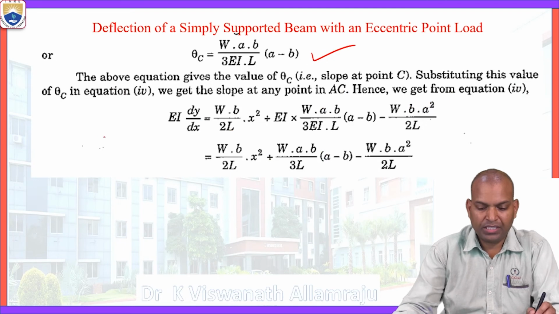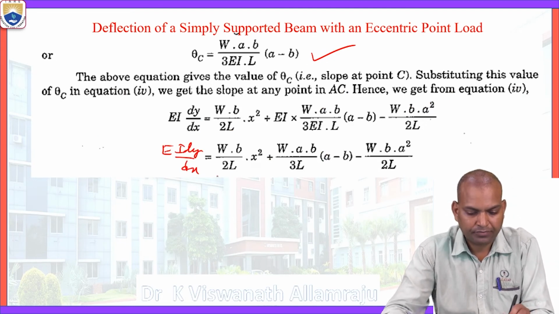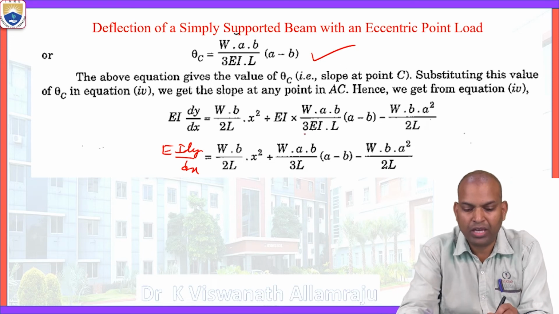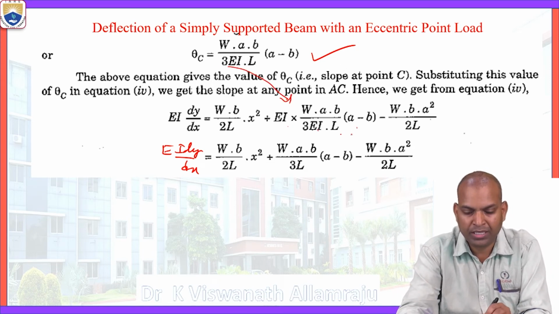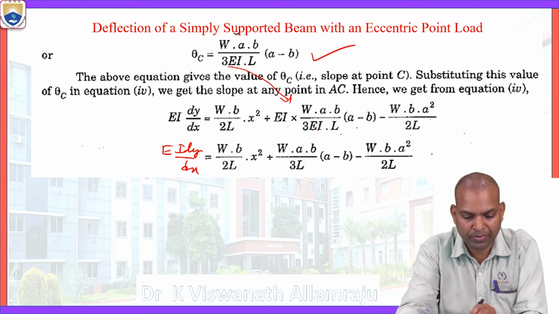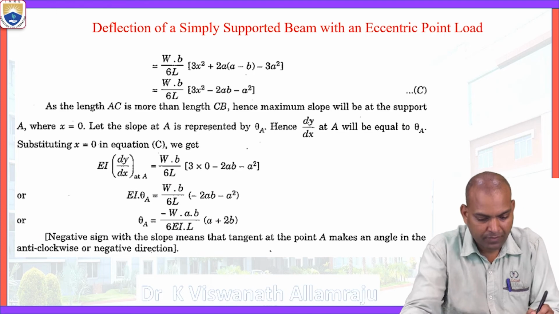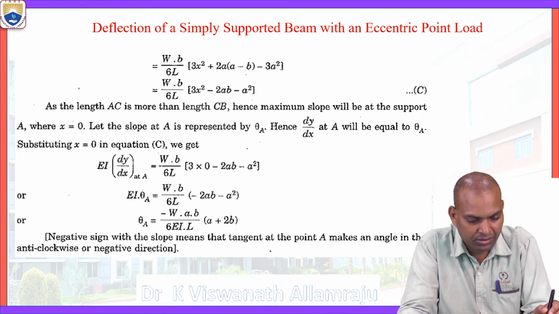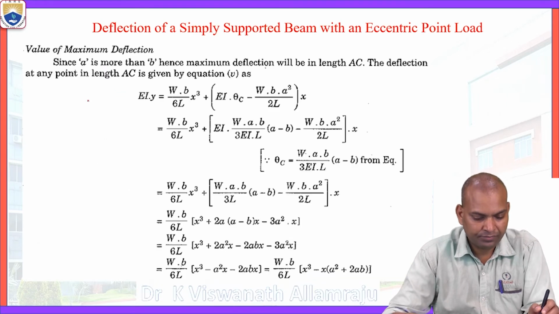So what is the deflection here? EI times dy by dx, after substituting the theta C value, that is EI times WAB by 3IL times (A minus B) minus WB A square by 2L. Simplifying it, the final equation for the deflection is WB by 6L.